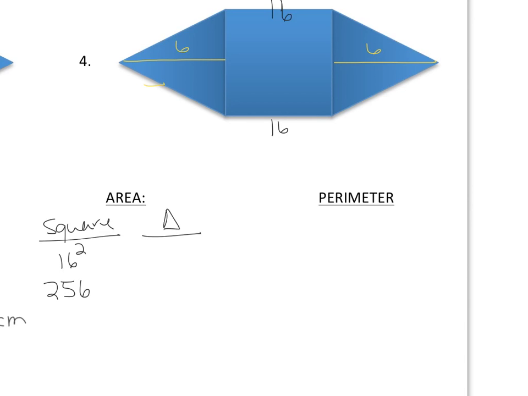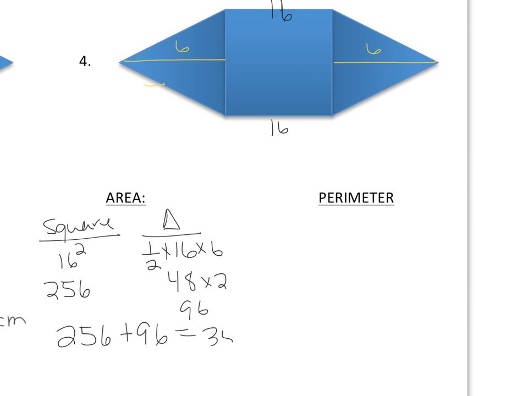For the triangle, I have 1/2 times the base, which is 16, times the height, which is 6. And when you multiply those together, you get 48. But I've got 2 triangles, so I've got to multiply that by 2. So I have 96 for my triangles together. So the square plus the area of both triangles gives me a total area of 352 inches squared.